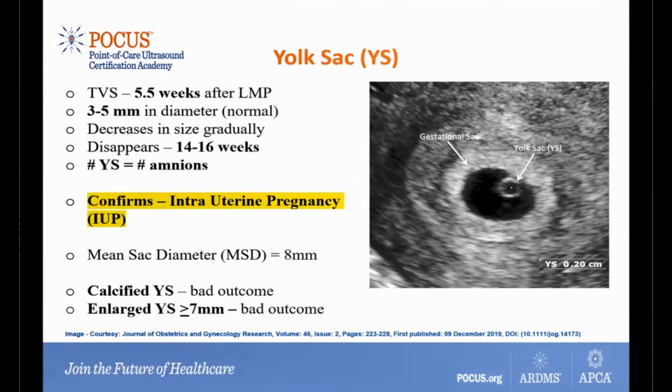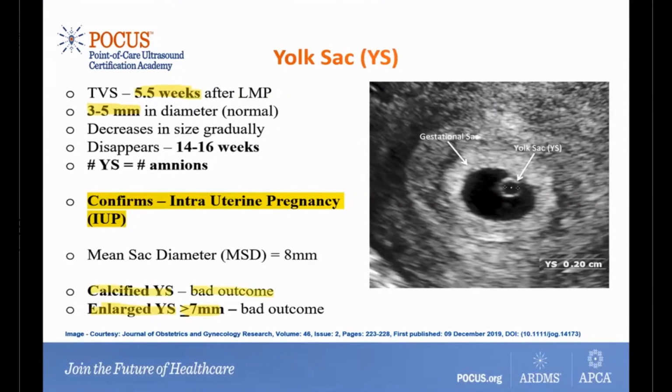As mentioned earlier, on the transvaginal scan, we should be able to see the yolk sac at about 5.5 weeks gestation. It's about 3 to 5 millimeters in diameter. Size is important because if it is enlarged, for instance, if the size is more than or equal to 7 millimeters, it's going to be a bad outcome. Could end up with failed pregnancy. Also, if it is a calcified yolk sac, that also suggests a bad outcome.